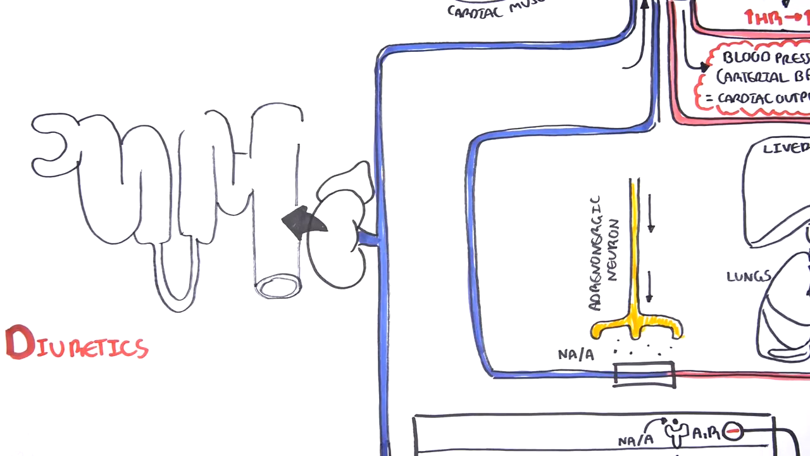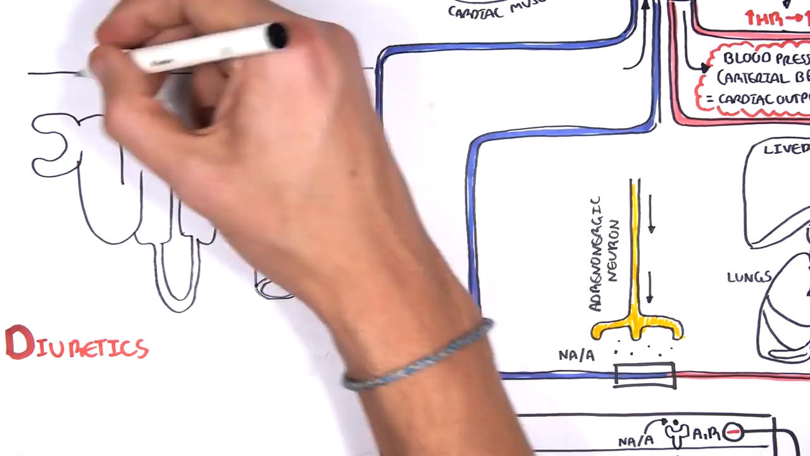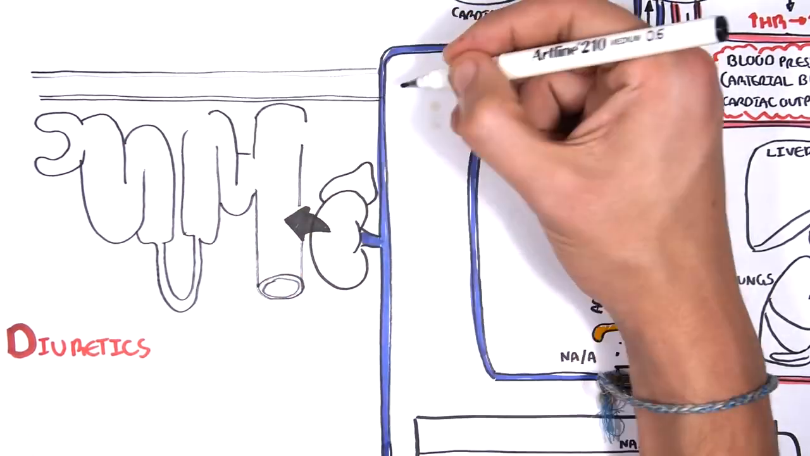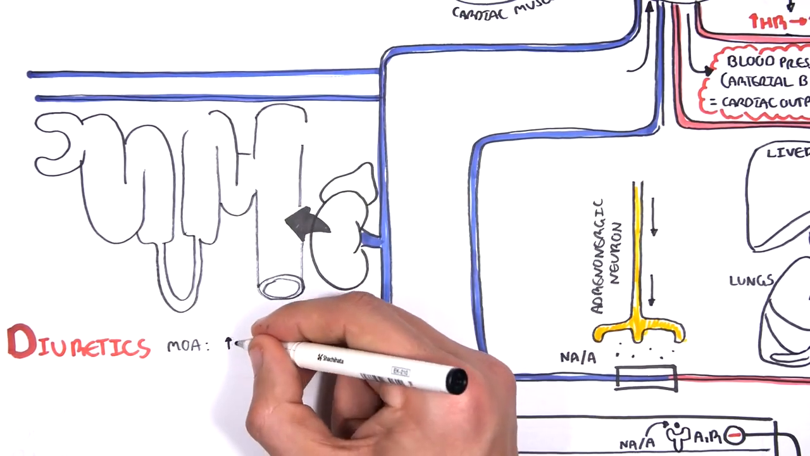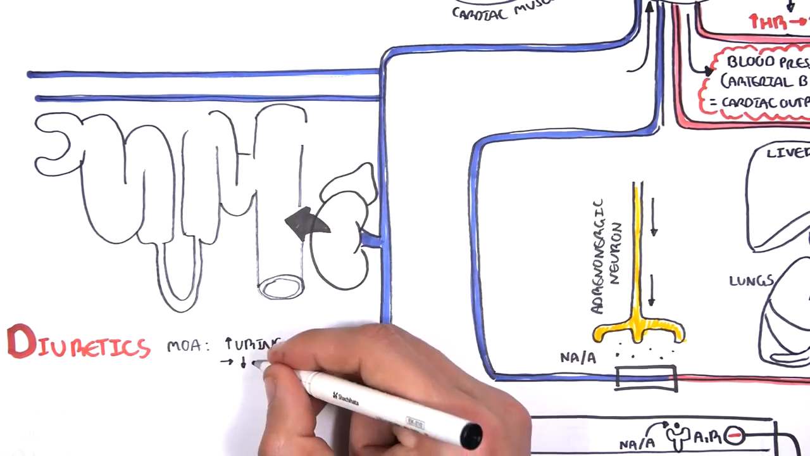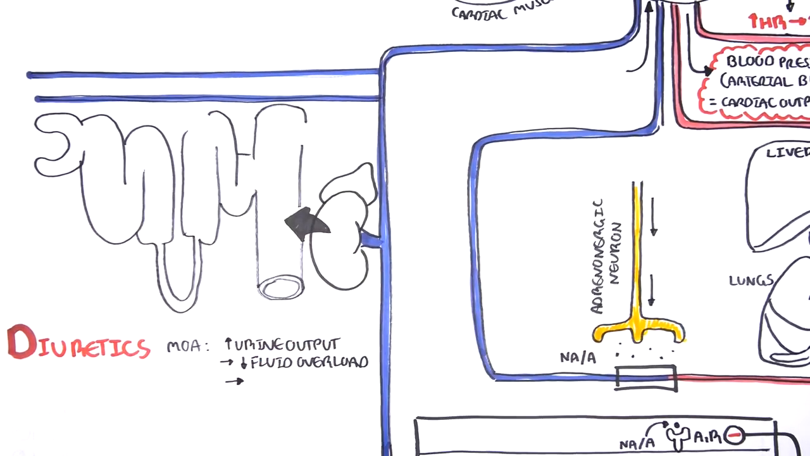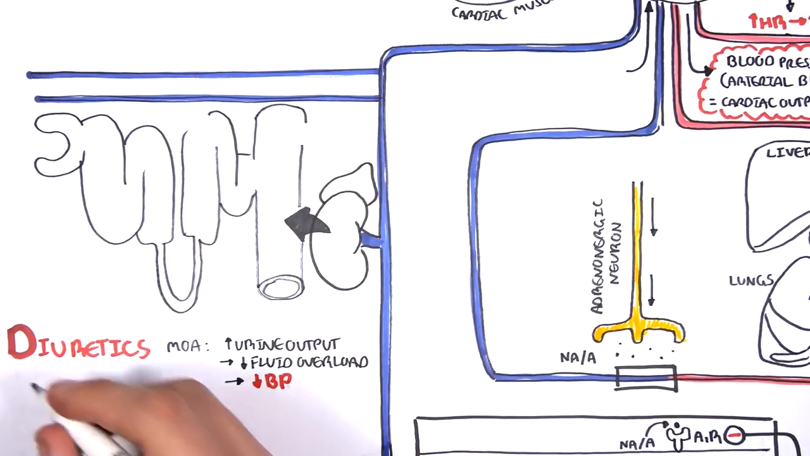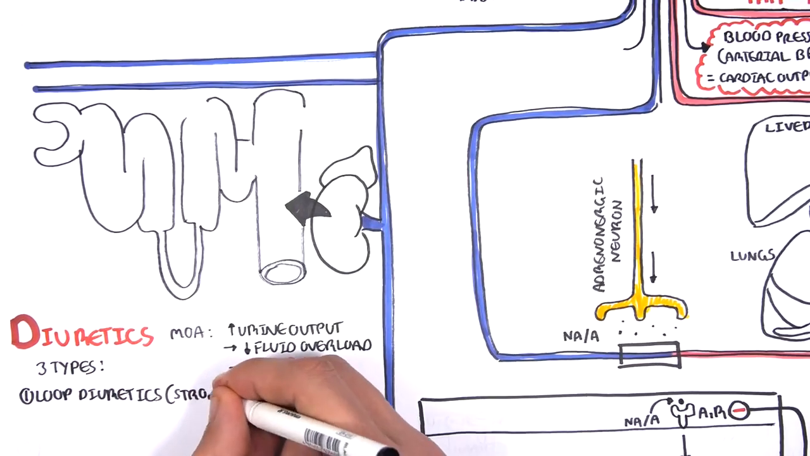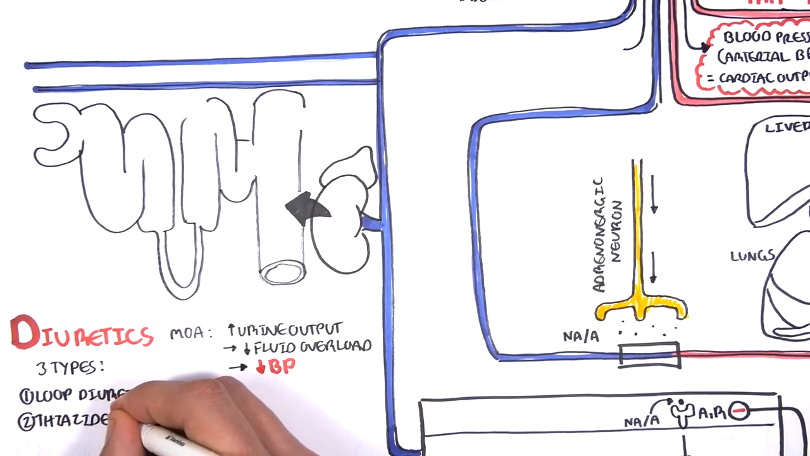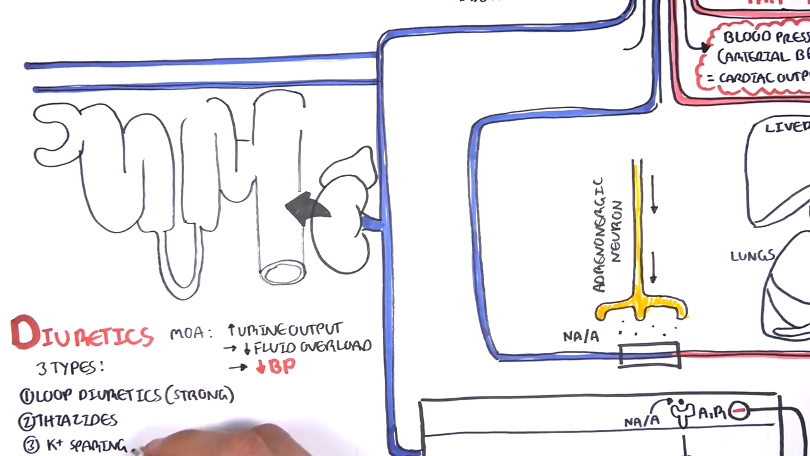And it's important to understand that the nephron, the functional unit of the kidneys, filters things from blood. And they allow for secretion and reabsorption of things in and out of the blood vessel. So here I'm just going to draw a vessel, a vein, let's just say, a vessel. And so the mechanism of action of diuretics, again, is to increase urine output, decrease fluid overload, and this will decrease blood pressure. And there are three types of diuretics, three main ones. These are the loop diuretics, which is the strongest of the lot, the thiazide diuretics, and the potassium-sparing diuretics.